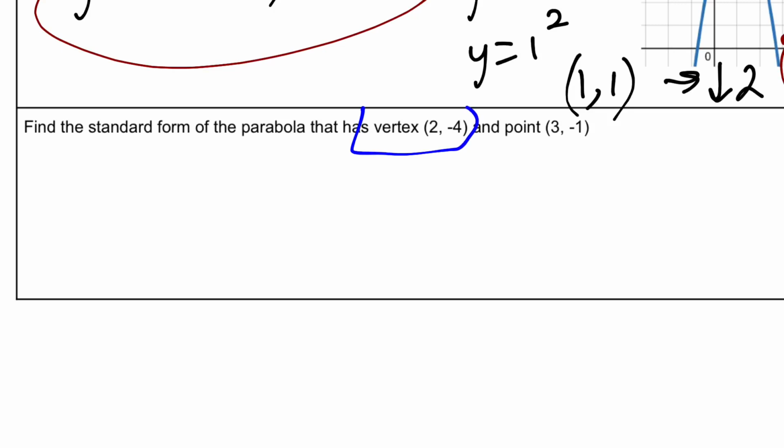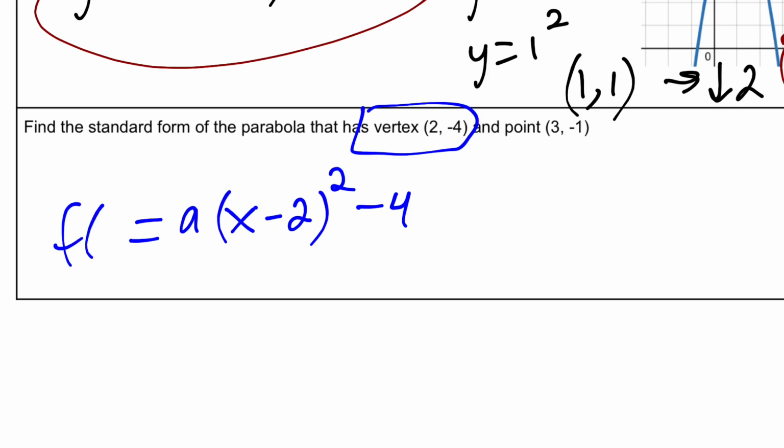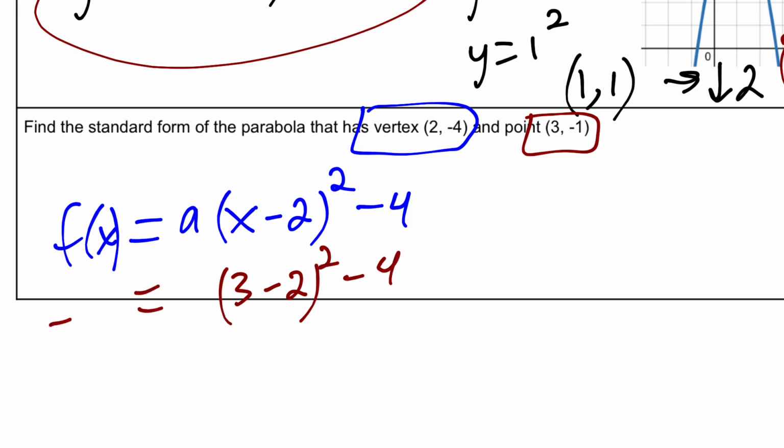This next one, let's start with the vertex and write that as x minus 2 squared minus 4. And we can put an a here and an f of x over here. We're going to plug in this point. So we have 3 minus 2 squared minus 4 is equal to negative 1.